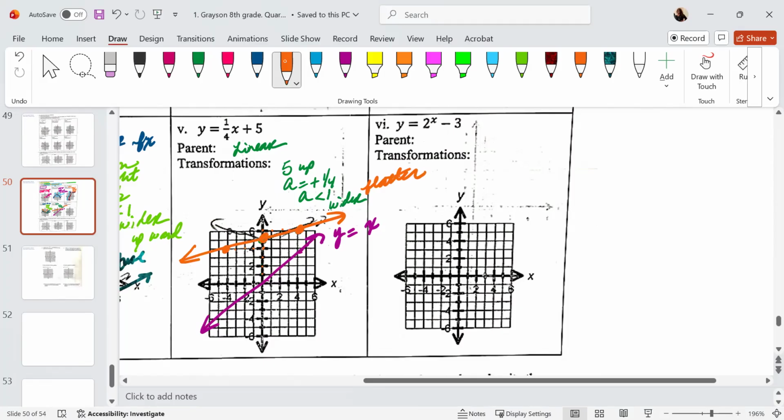Can I say flat or just say order? Just say slope is 1/4. You could say it's flatter. Flatter incline.